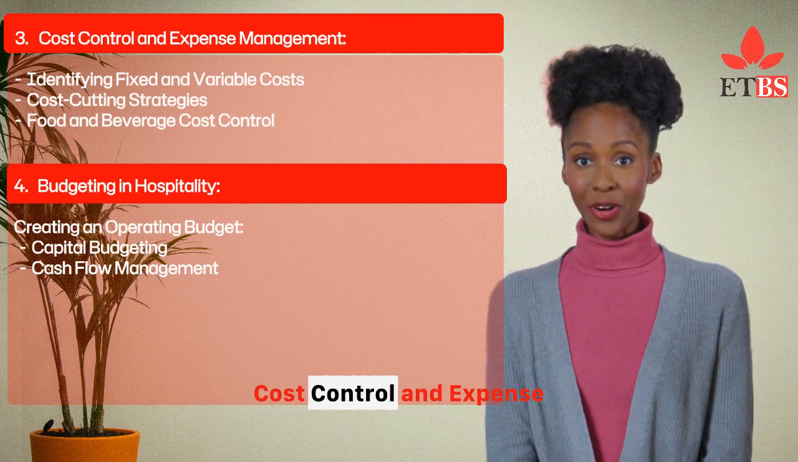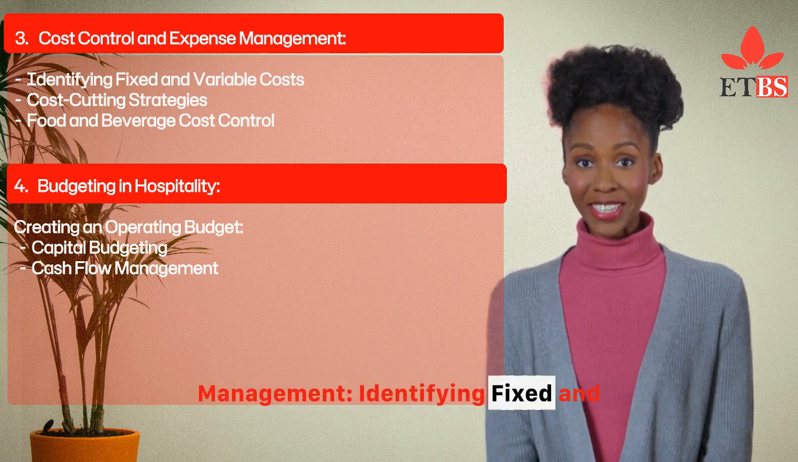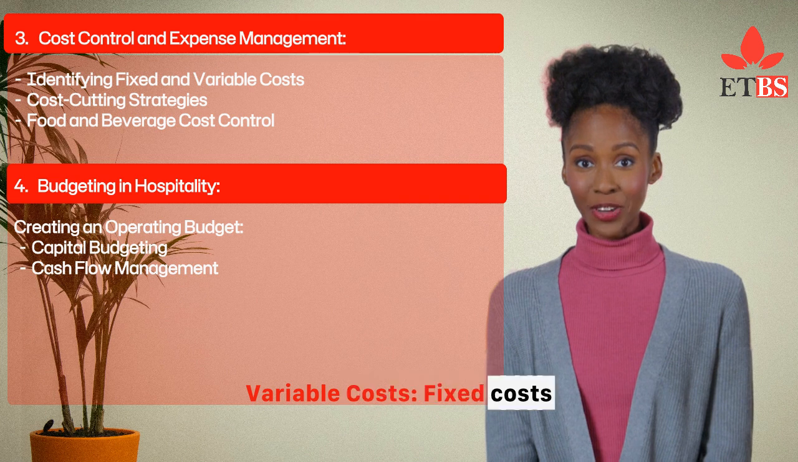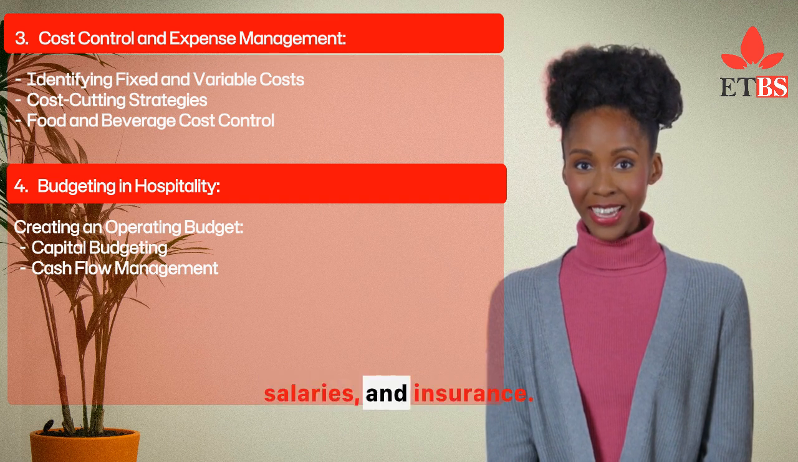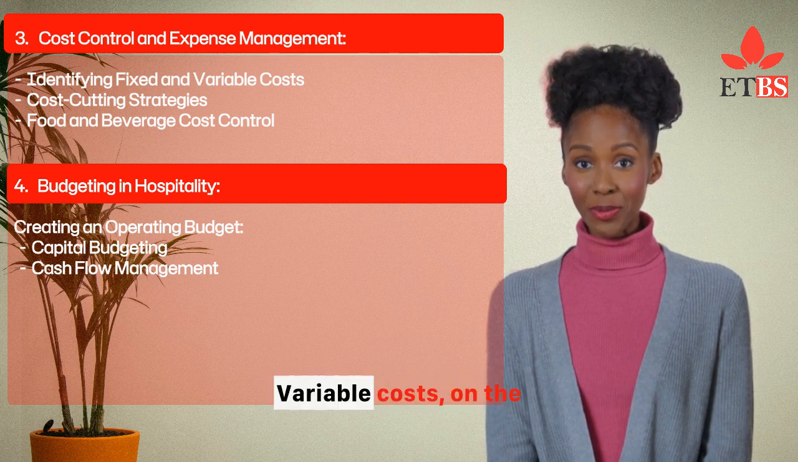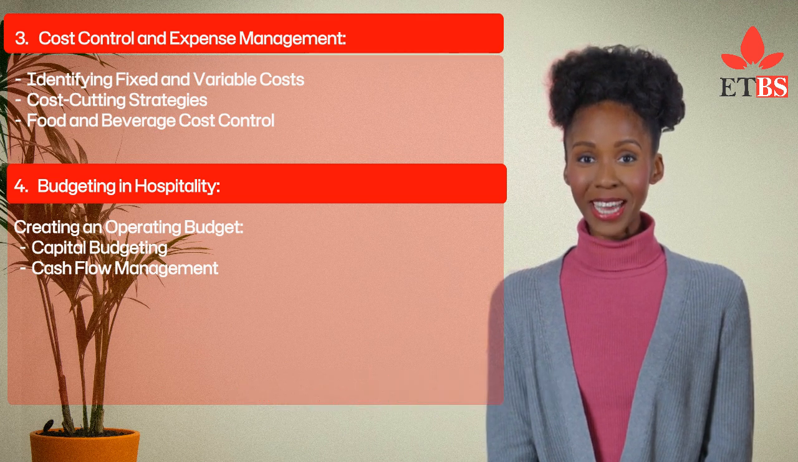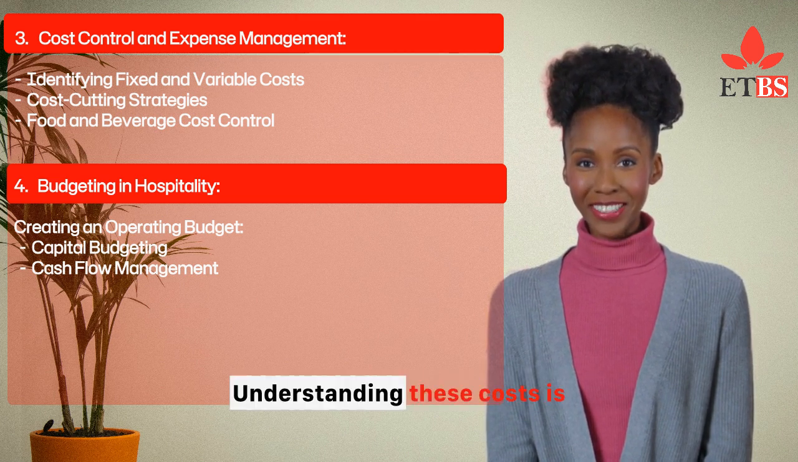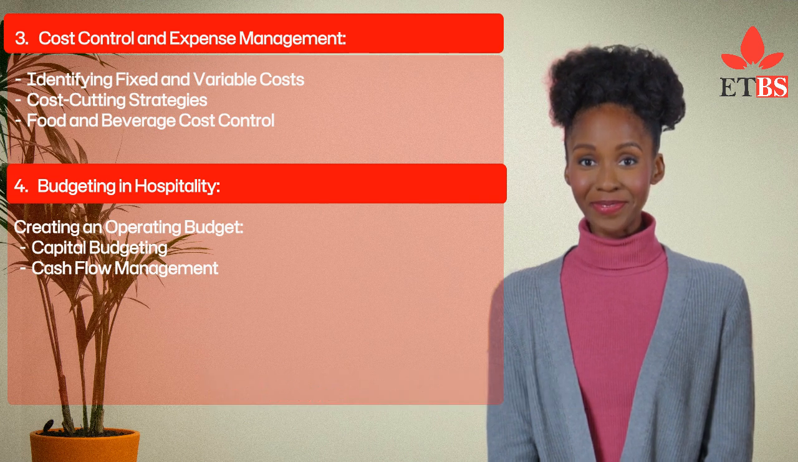3. Cost control and expense management. Identifying fixed and variable costs. Fixed costs remain constant regardless of the level of business activity, such as rent, salaries, and insurance. Variable costs, on the other hand, fluctuate depending on the volume of business, such as food and beverage costs, utilities, and supplies. Understanding these costs is critical to managing profitability.